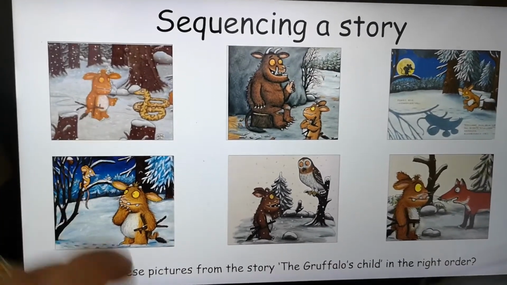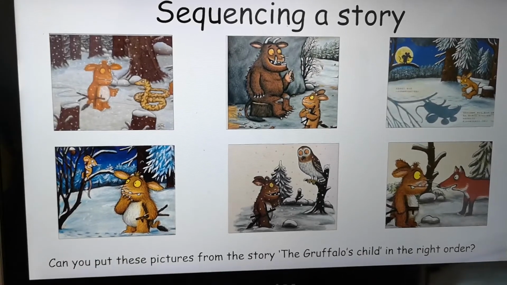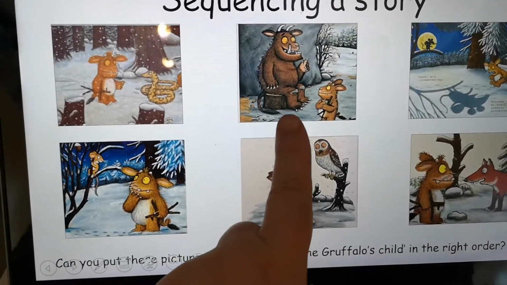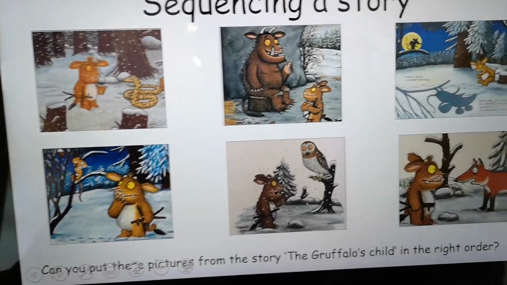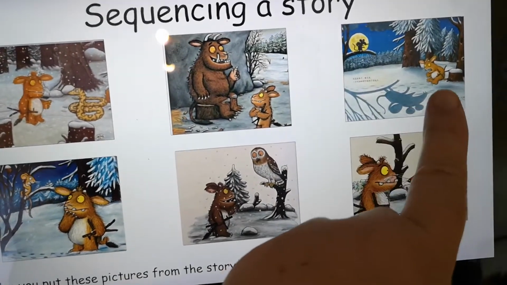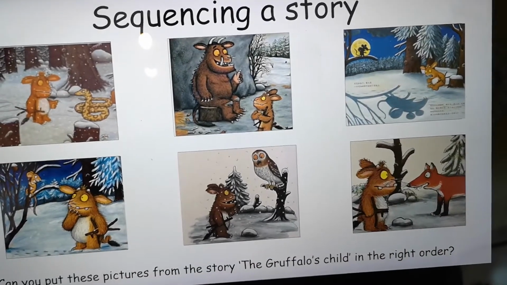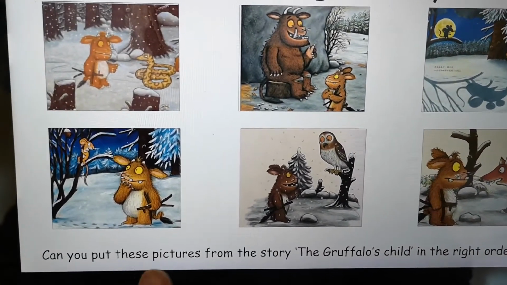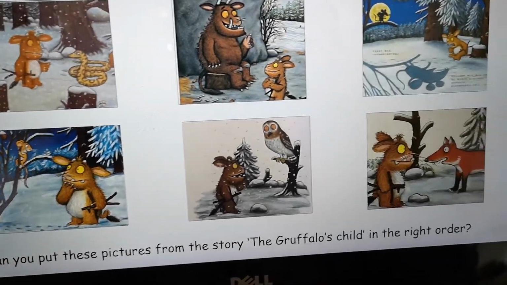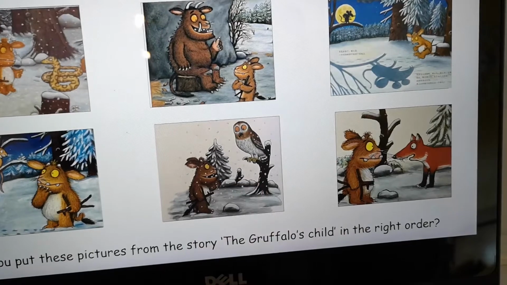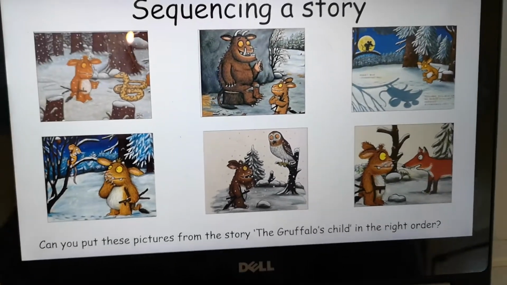Here I can see the Gruffalo's child talking to the snake. Here I can see the Gruffalo talking to the Gruffalo's child. Here I can see the Gruffalo's child terrified of the shadow of the big bad mouse. Here I can see the Gruffalo's child talking to the little mouse. Here's the Gruffalo's child talking to the owl. And here's the Gruffalo's child talking to the fox.